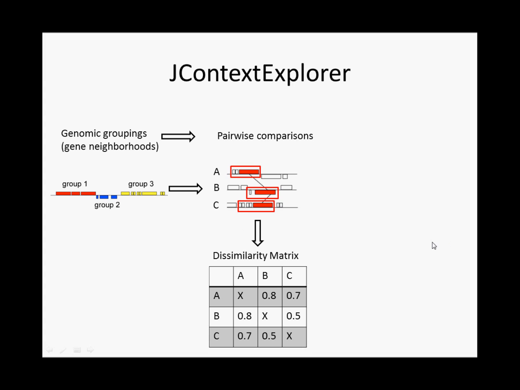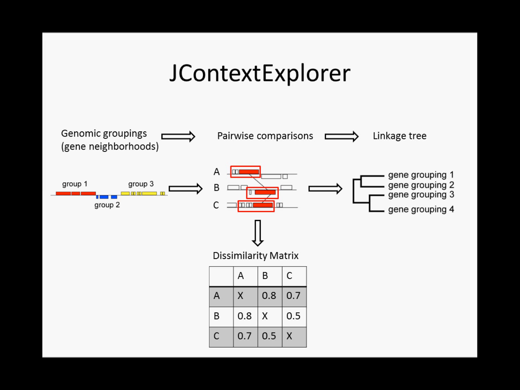So once we have defined these pairwise dissimilarities amongst genomic contexts, we're often interested in taking all that data and organizing it in a meaningful way. So people use a technique called agglomerative hierarchical clustering to define a linkage tree, where the nodes of the tree are these gene groupings, and then these branch lengths describe the relative similarities of gene groupings to each other. Okay, so that's a brief background of what JContextExplorer is and how it works.